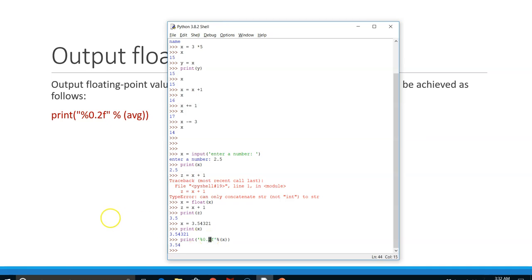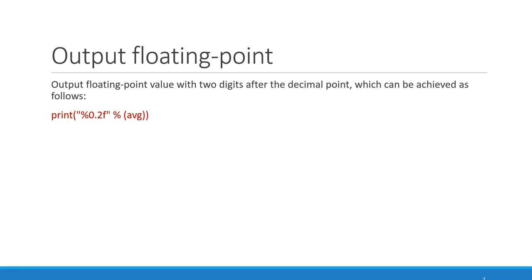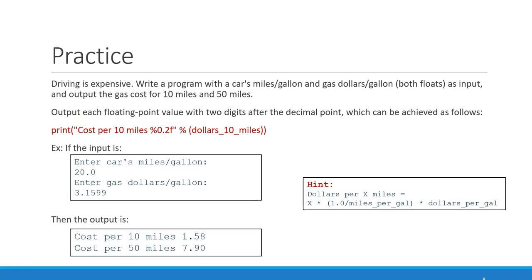Okay, there is another problem I want you also to think about, but you can see the following videos when I solve it. I'm going to use PyCharm to solve these 2 problems. So this one says driving is expensive. Write a program with a car's miles per gallon and gas dollar per gallon, both floats. You see, I gave you the floats.